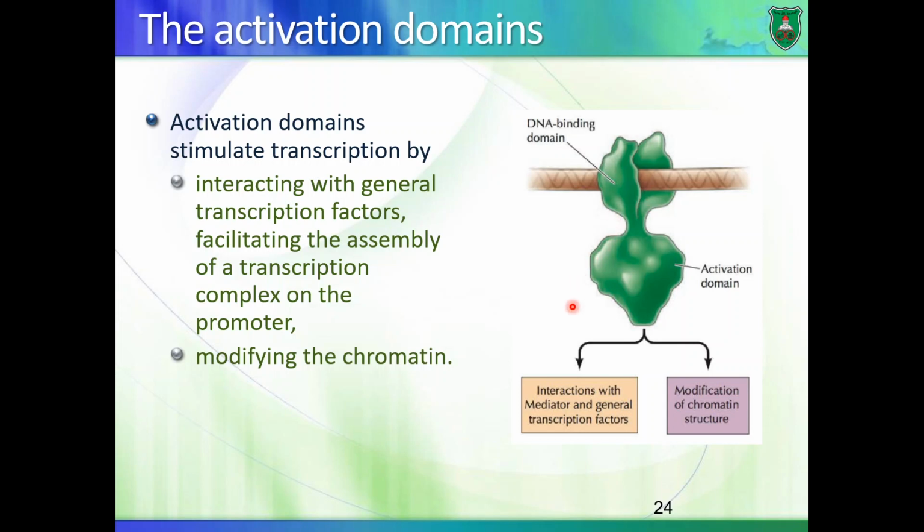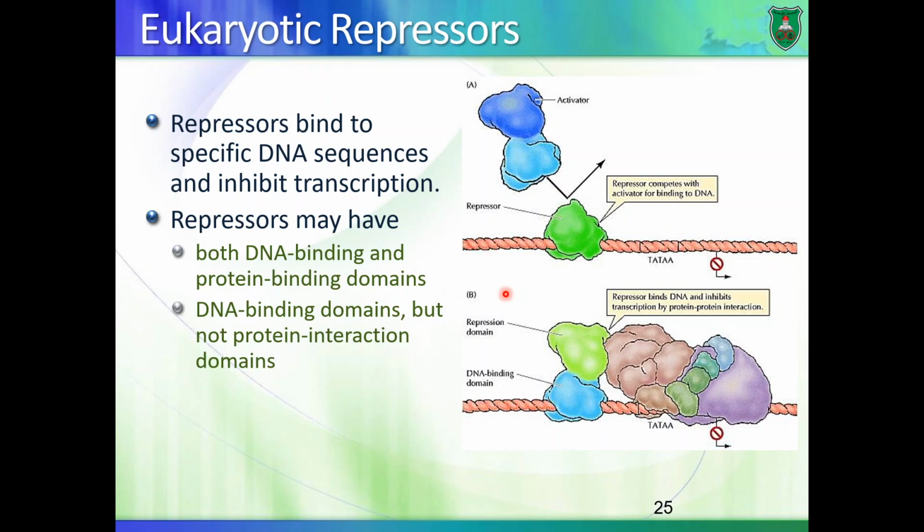If you have the activation domain by itself swimming all around, it can interact with the same proteins that it normally interacts with, but it doesn't have any function because it's far away from where the gene is. Now, how about eukaryotic repressors?